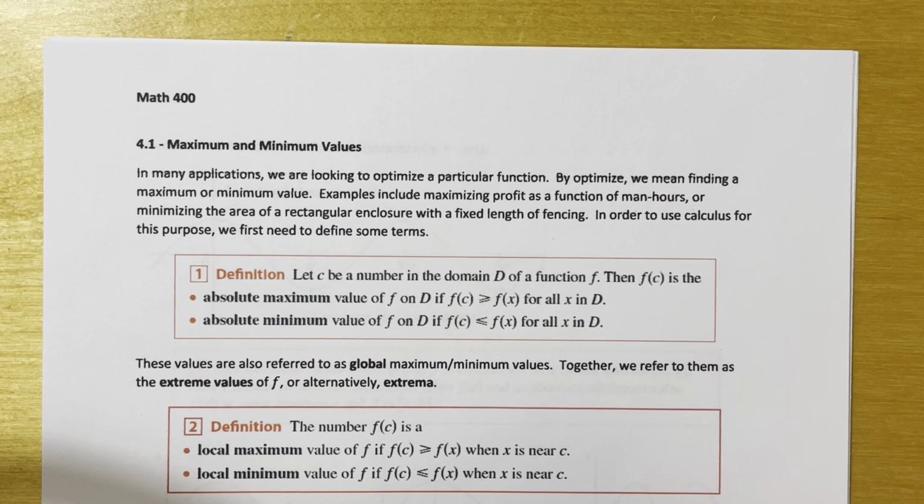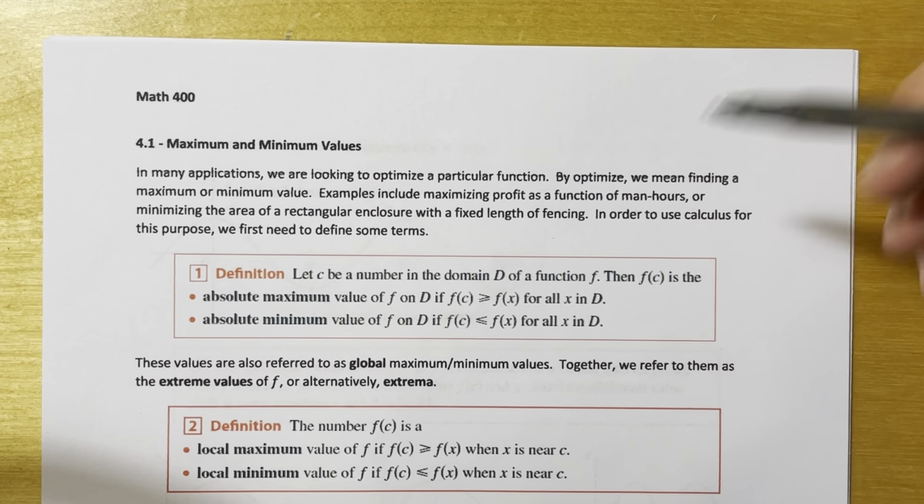So what we're looking at in section 4.1 is what we call maximum and minimum values. Specifically, if you have a function, y equals f of x, for example, we are looking for the maximum and minimum, or largest and smallest values that function can attain under certain conditions. That's a little bit vague, but to motivate this, there's plenty of examples in real life where you would want to optimize a function.